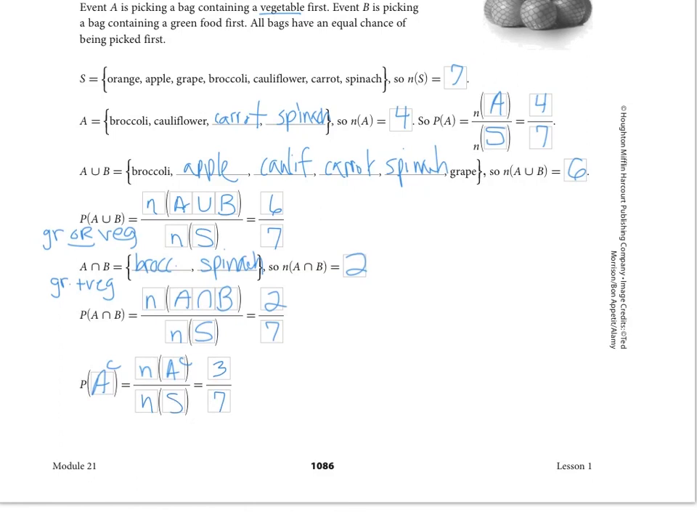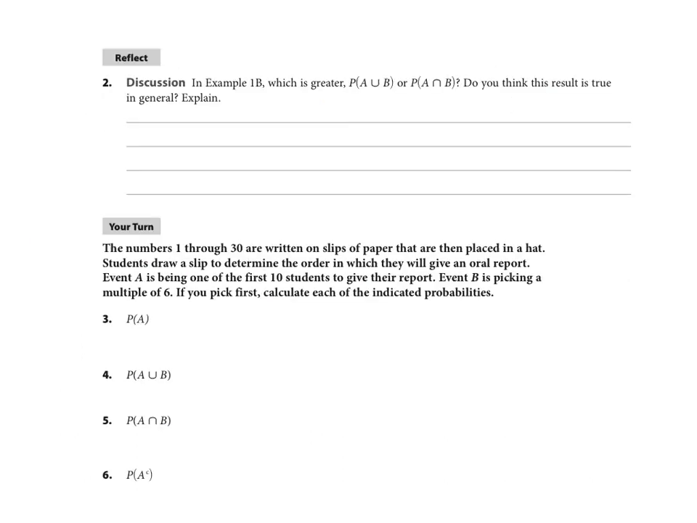Okay, let's see what we can do with your turns on the next page. Page 1087. I would like you guys to do here on the your turns numbers 3, 4, 5, and 6, and it's walking you through the same 4 relationships among your sets: A, A union B, A intersect B, and then A complement, all 4 of those probabilities, reading through the your turn problem carefully. Okay? We'll see you guys next time.